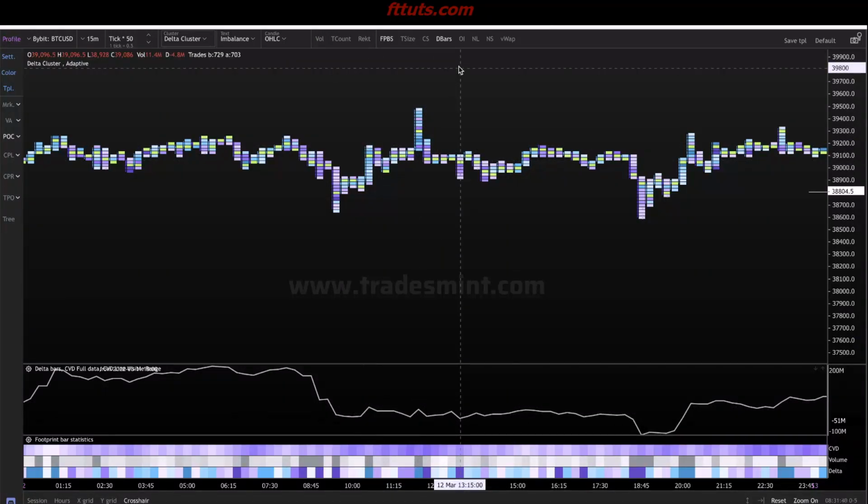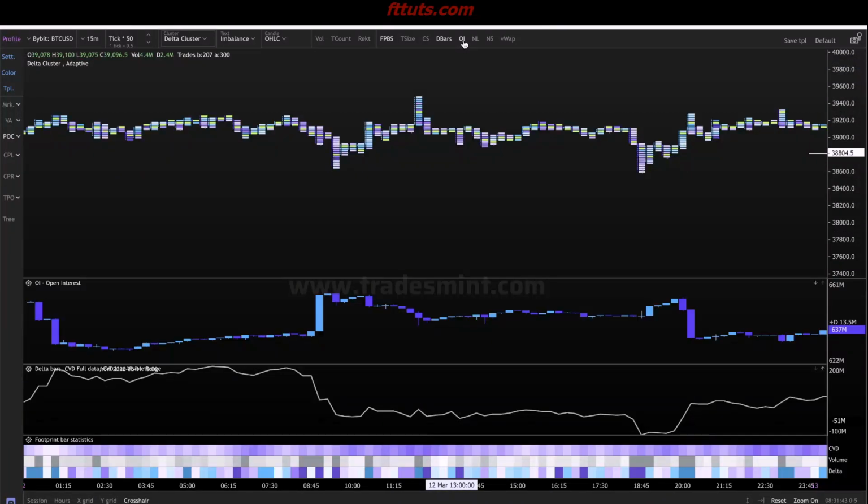Now, how do I like to trade these? I like to trade these using open interest as well. I want to see open interest coming down. The reason why is because open interest getting lower is a sign of a weak trend.